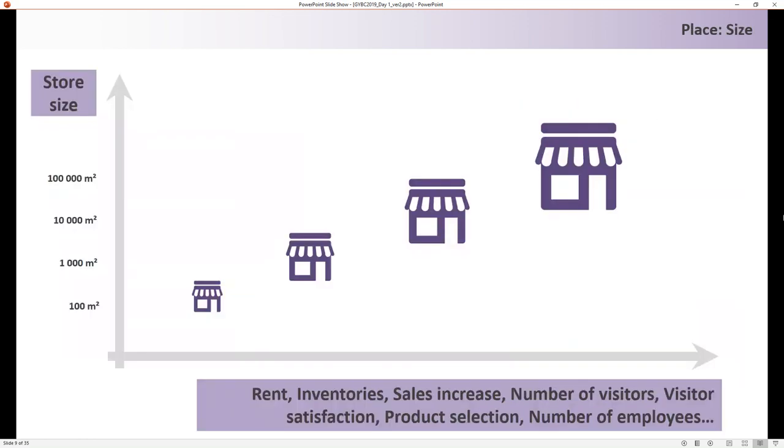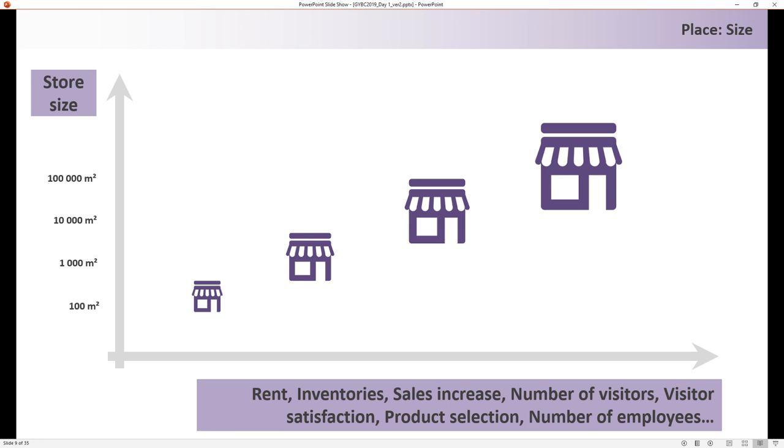Now, let's move on a bit. A second part of the place is the size. The store size is a very important aspect, because if you see that there is a big amount of people coming into your store and the demand for your goods is growing, you need a bigger store. A bigger store means more possibilities. However, it also means more rent. So the price, for example, for a 100 square meter store could be quite huge.